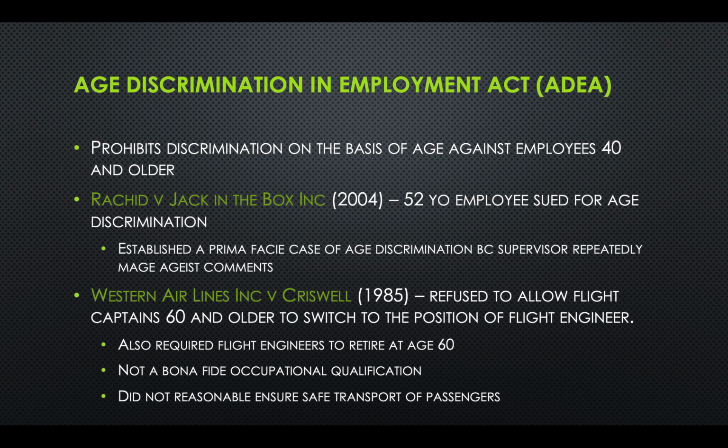Now, the Age Discrimination in Employment Act prohibits discrimination on the basis of age against employees 40 and older. And in the Jack in the Box case, a 52-year-old employee sued for age discrimination, and he was able to show a prima facie case of age discrimination because the supervisor repeatedly made ageist comments. In Western Airlines, they refused to allow flight captains 60 and older to switch to the position of flight engineer. Flight engineers were required to retire at the age of 60. Again, this was not seen as a bona fide occupational qualification. It did not do anything to reasonably ensure safe transport of passengers.